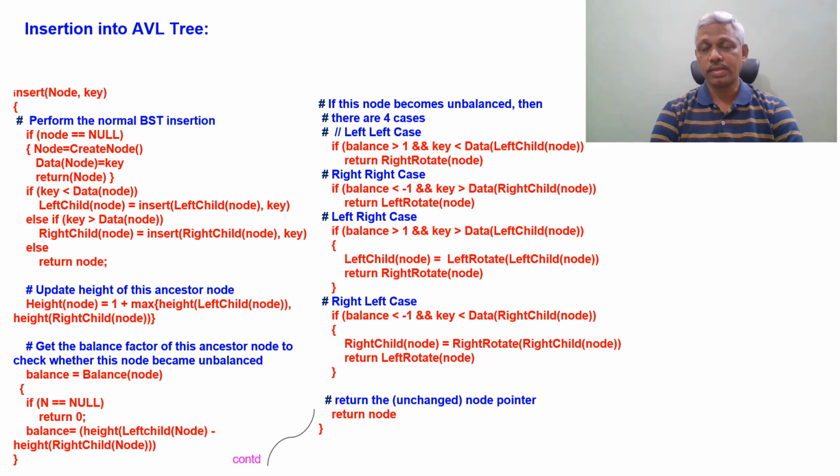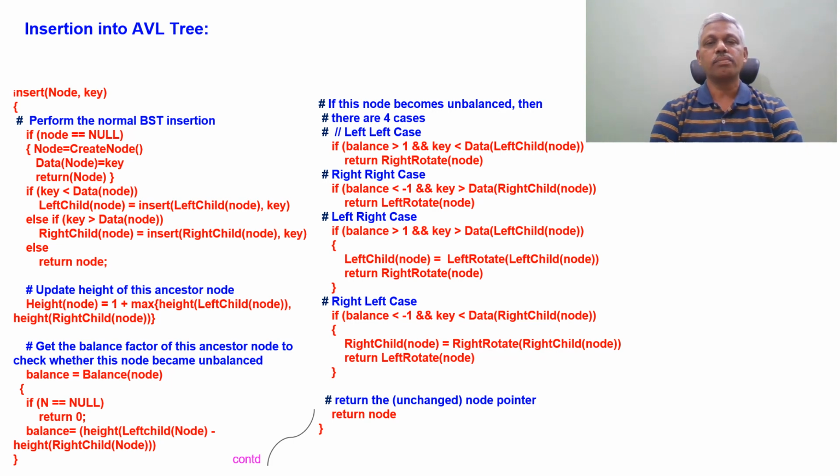If balance is greater than 1, that means it may be 2 or more, plus 1. Balance is greater than plus 1, so balance may be plus 2 or more. And the key is less than data of left child of node. That means the given key shall be present on the left side of left child of node. That is LL type of rotation here. So how do we achieve the balance? We right rotate on the node. So return right rotate on node and balance is achieved.